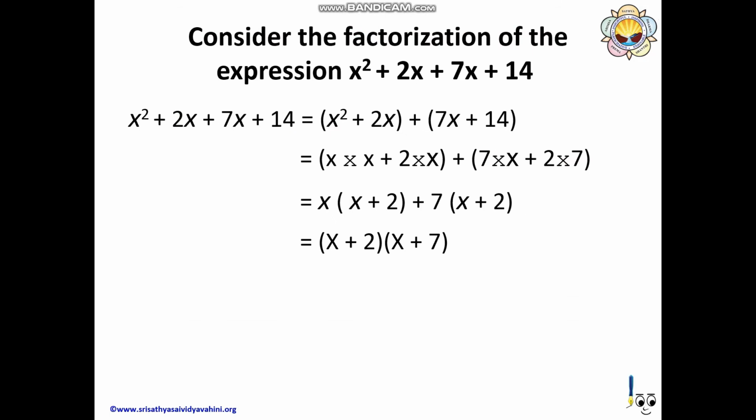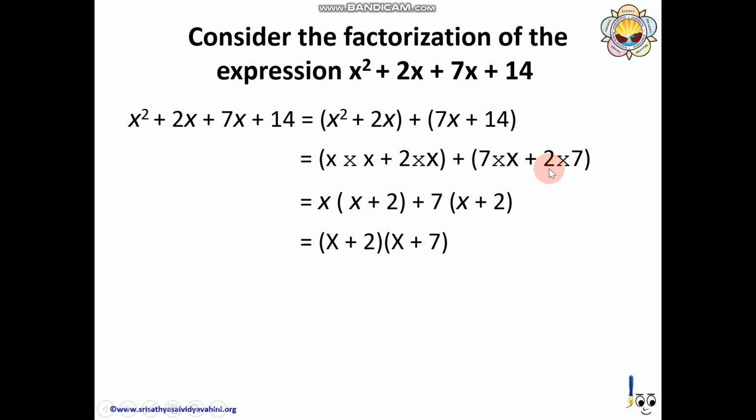Consider the following expression. Here it is given x square plus 2x plus 7x plus 14. This can be divided into two different groups, the first two terms in one group and the last two terms in another group. Now x square plus 2x can be written as x into x plus 2 into x, and 7x plus 14 can be written as 7 into x plus 2 into 7. Now what is the common factor? x is the common factor, so we'll take it out. What will be left? x plus 2 will be left in the bracket.